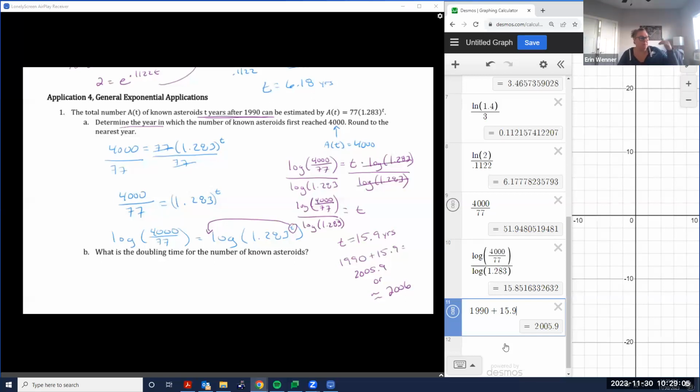Okay. Part B doesn't care about the year in terms of our time. It just says how many years will it take. So part B says, what is the doubling time for the number of known asteroids? So our formula is A of t equals 77 times 1.283 to the t. And you might be saying to yourself, well, Erin, if we're going to find the doubling time, we need to know what the initial quantity was, right? And they didn't talk to us about the initial quantity.